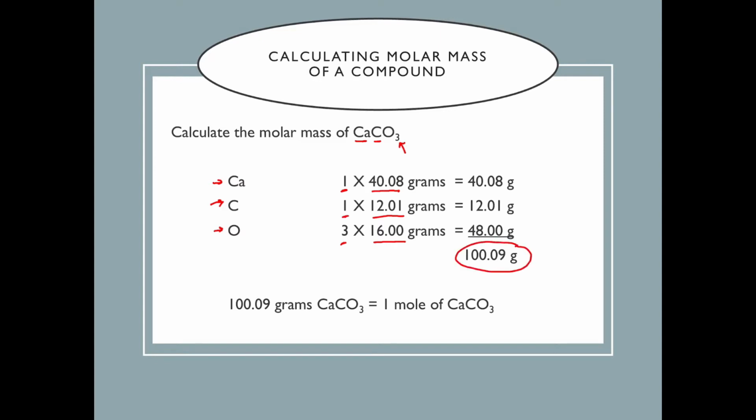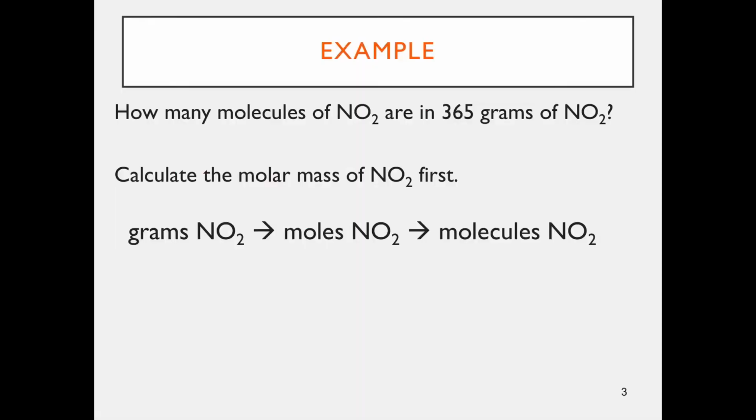And then once you multiply that out, you can add them all together, and this is your molar mass of calcium carbonate. We'll write it out as 100.09 grams, or sometimes you'll write it out as grams per mole. So we can use this as a conversion factor in our calculations. We have 100.09 grams of calcium carbonate is equal to one mole of calcium carbonate. This is just the same as if we were saying, for carbon, 12.01 grams of carbon is equal to one mole of carbon. So when we have an element, we use the mass on the periodic table to equal one mole. When we have a compound, we're going to use the molar mass equal to one mole.